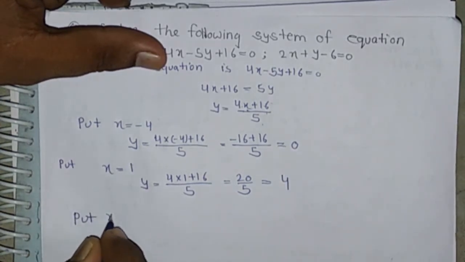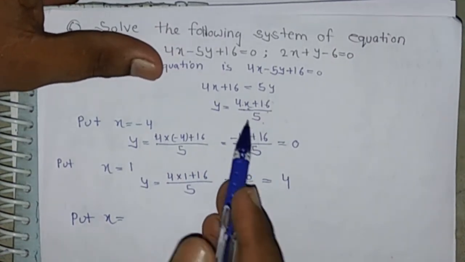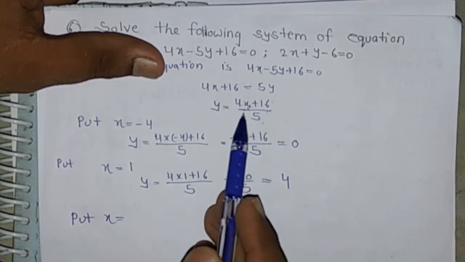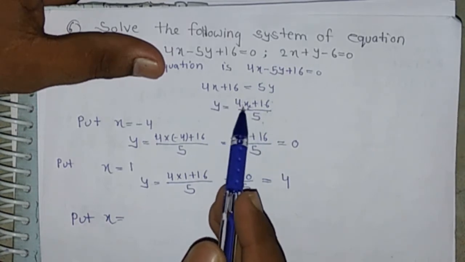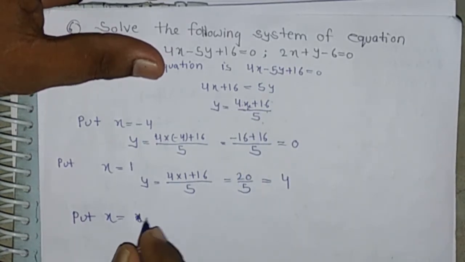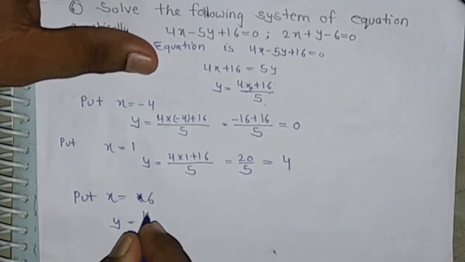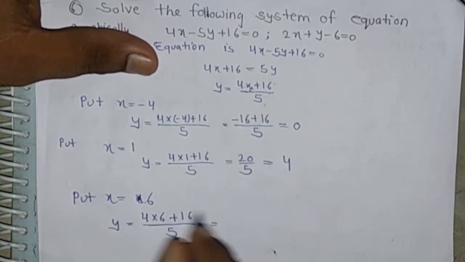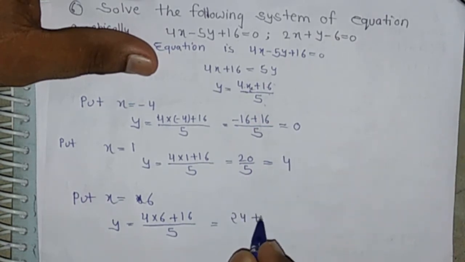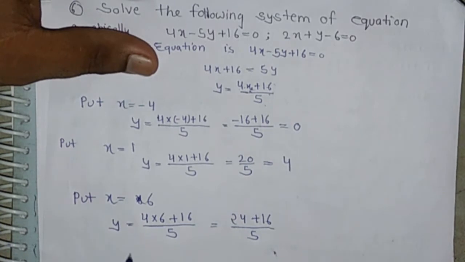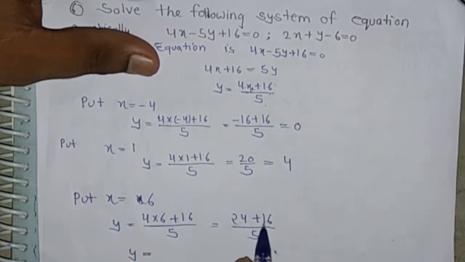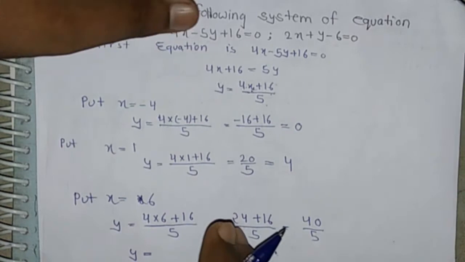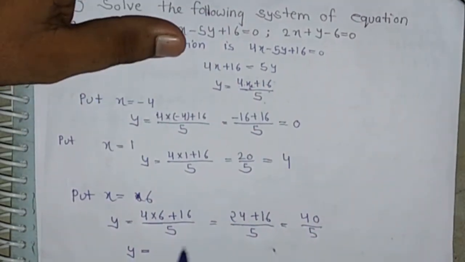Third value: put x equal to 6. We have y equals (4 into 6 plus 16) by 5, then 24 plus 16 by 5, and the value of y is 40 by 5. Y is 8.